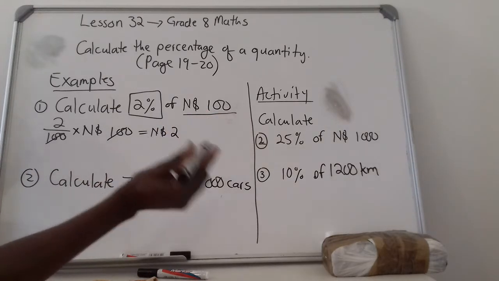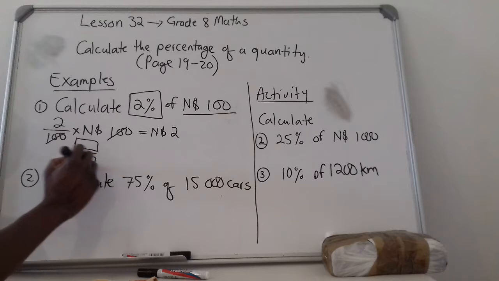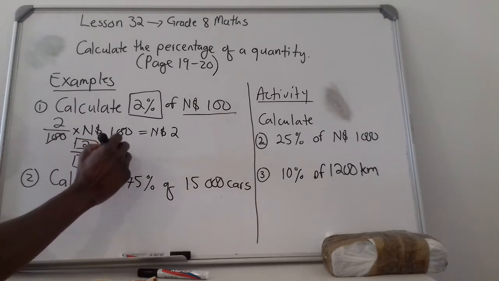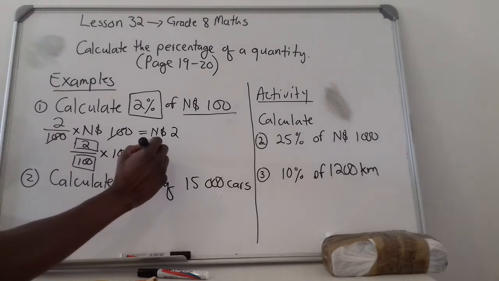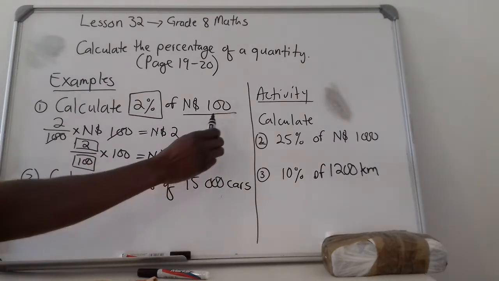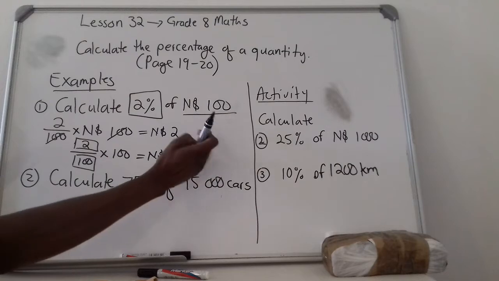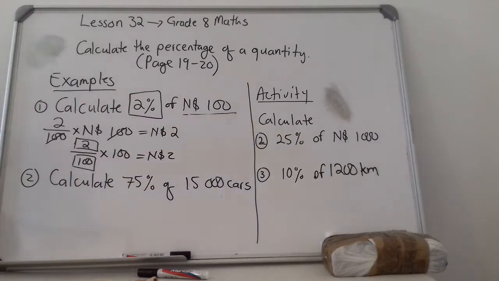So on your calculator, this is what you do. You punch in the fraction button, then you put 2 here, you put 100 here, and you say times 100. So your answer should be in the unit of the quantity. Okay, so your answer should not be a percentage. The unit should not be a percentage, but the unit should be the unit of the quantity that you are dealing with. Okay, let's go to part B.